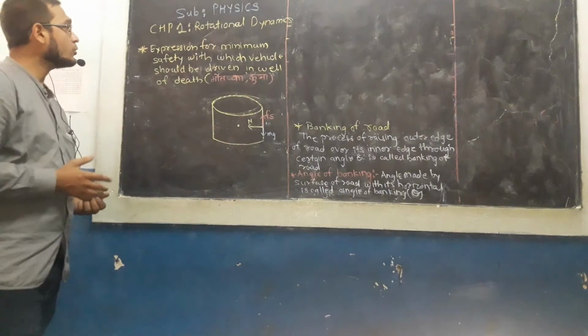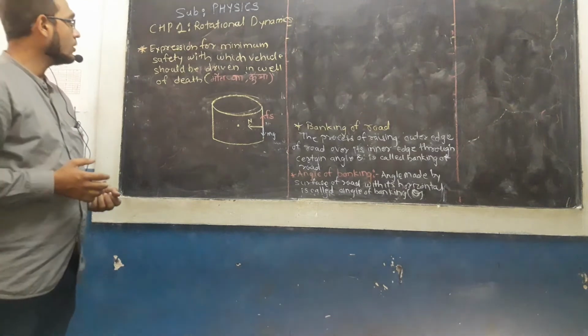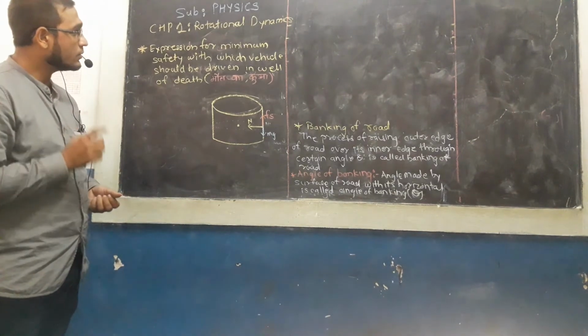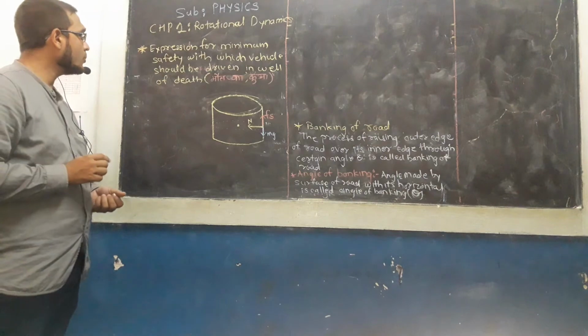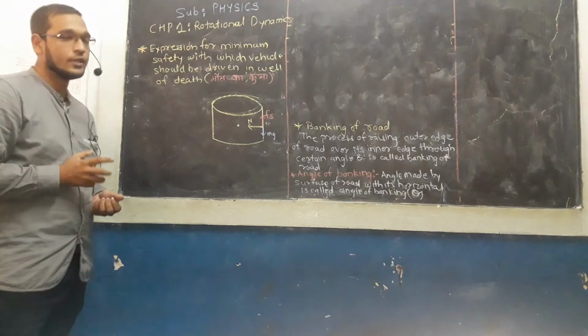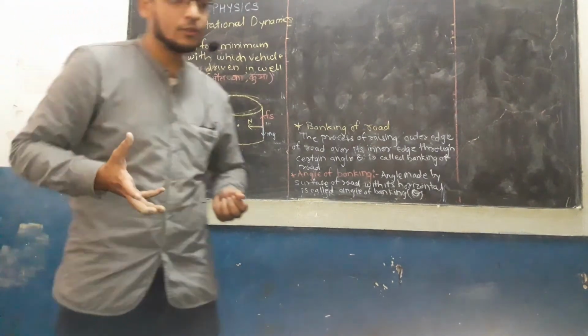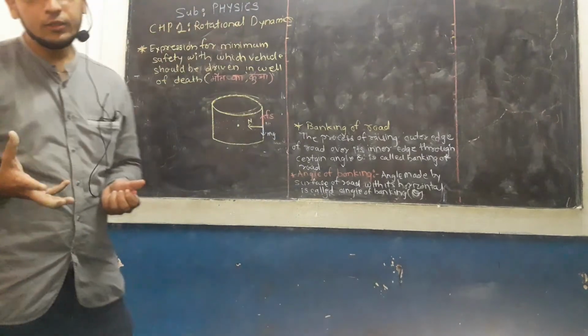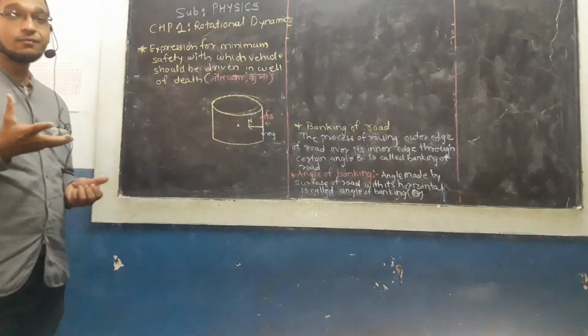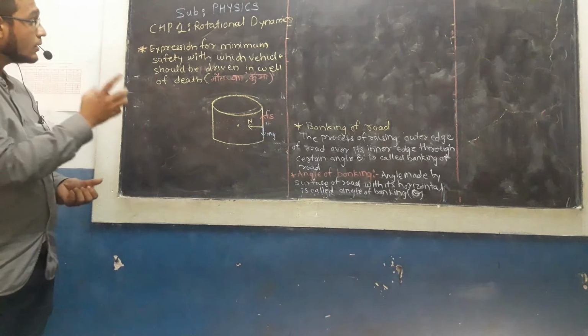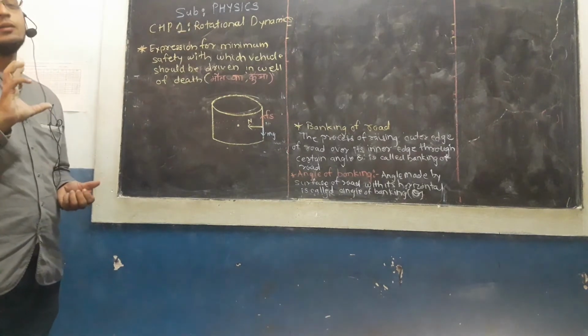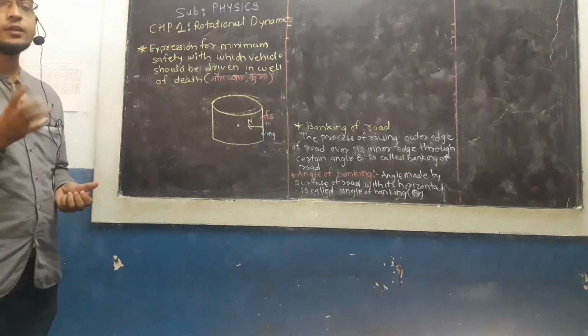Now we are going to see the next derivation, for the minimum safe speed with which a vehicle should be driven in a well of death. What is a well of death? It is used by people of the circus to perform stunts.